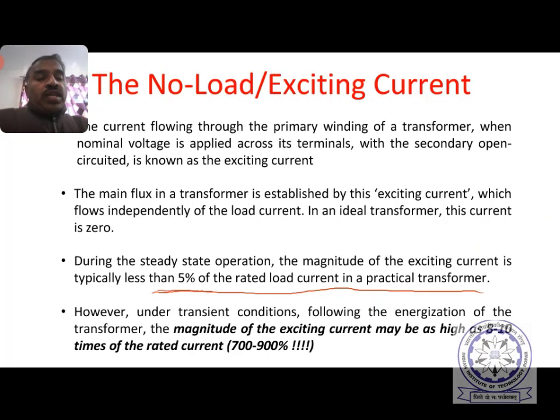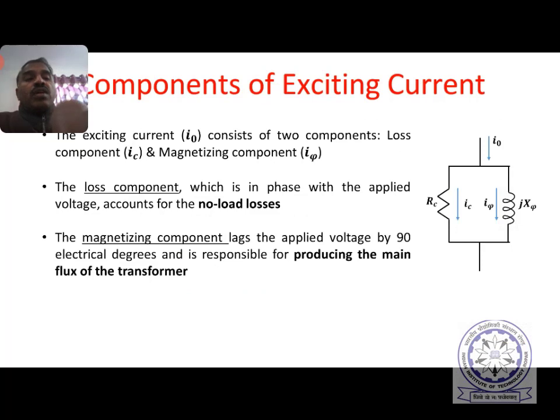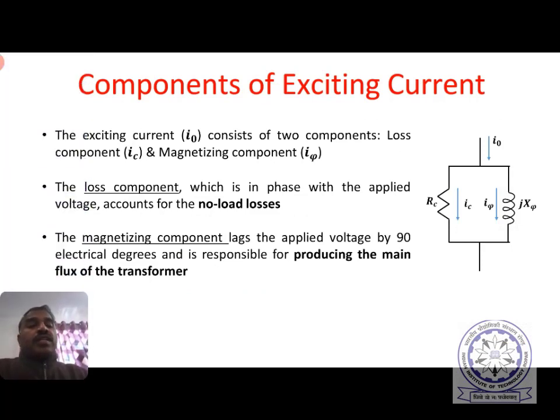And the no load current under transient conditions, when switching on or switching off, may reach as high as 8 to 10 times the rated current, not the value of rated no load current, but the rated current of the transformer. So the no load current under steady state operation is 5% of the rated current, but under transient conditions it is 8 to 10 times the rated current. Next, components of exciting current. The exciting current consists of two components, the loss component Ic and the magnetization component Im.